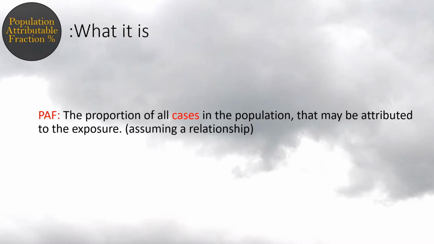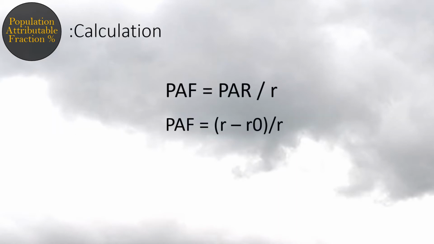The proportion of all cases in the population that may be attributed to the exposure, assuming there is a relationship. So then, here is the calculation. It is just R minus R naught divided by R. That's all it is, or PAR divided by R.